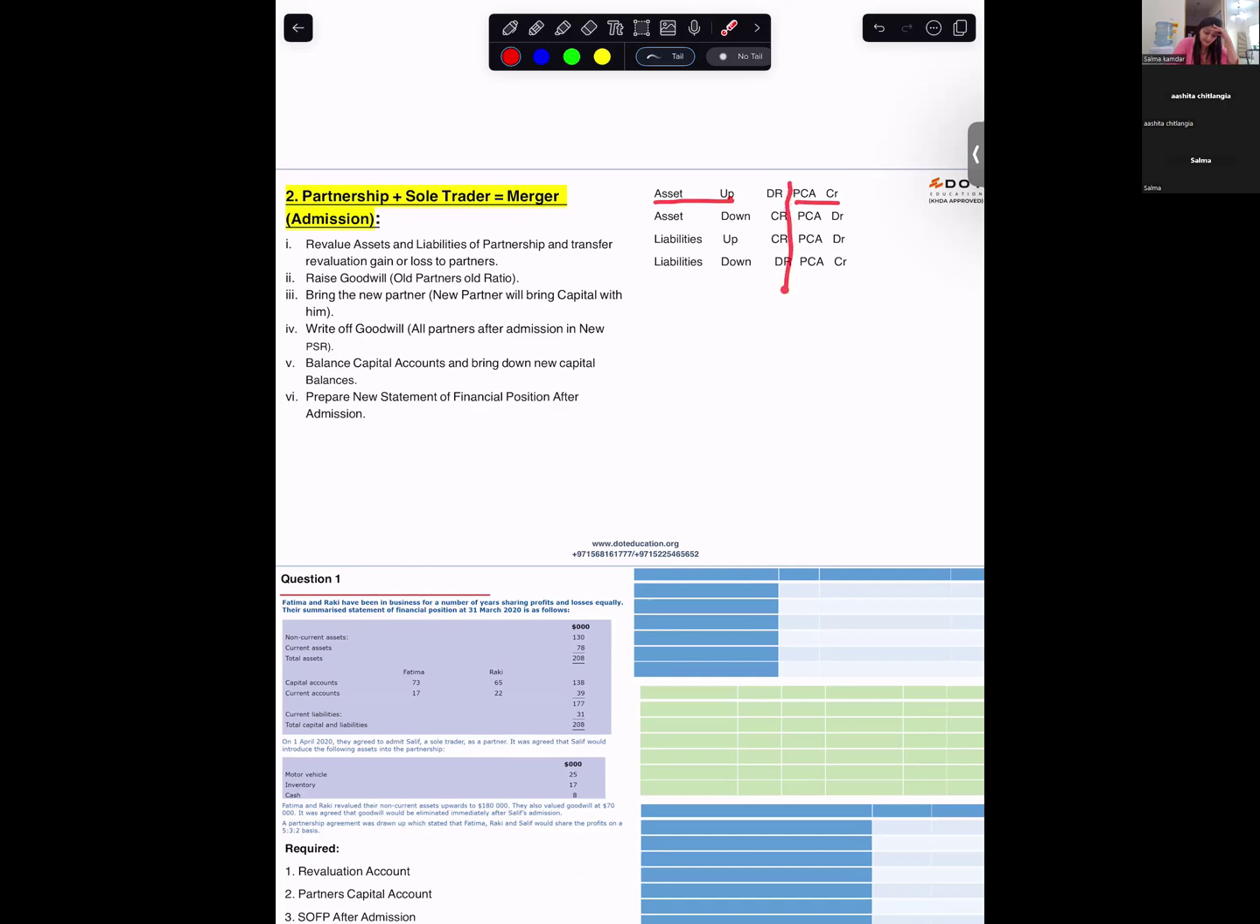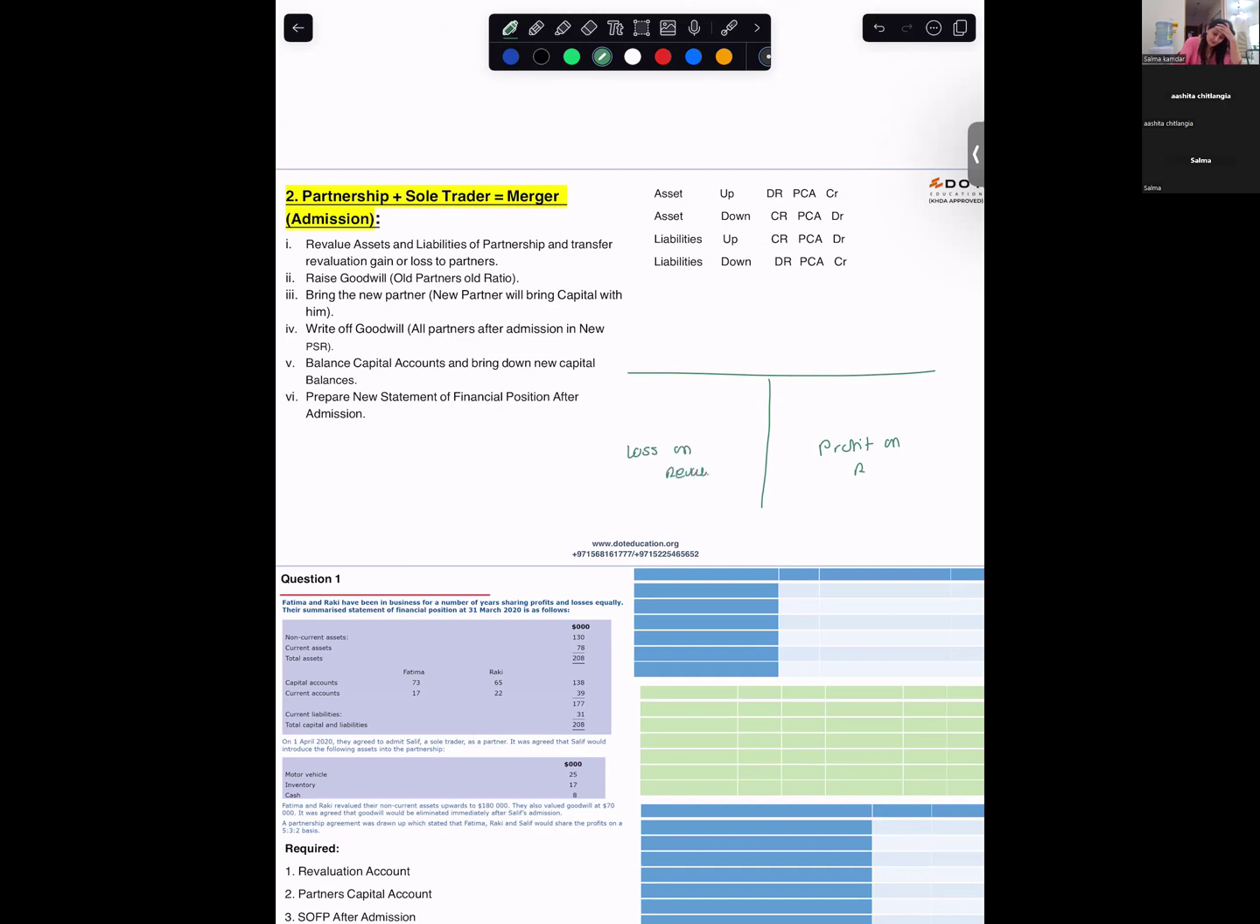Confirm, then I will move ahead. Can you tell me, assets going down is what? Good or bad? Bad thing. So it will go on the debit side of the partner's capital account, because bad is debit. Profit on revaluation will come on the credit side, and loss on revaluation will come over here on the debit side.